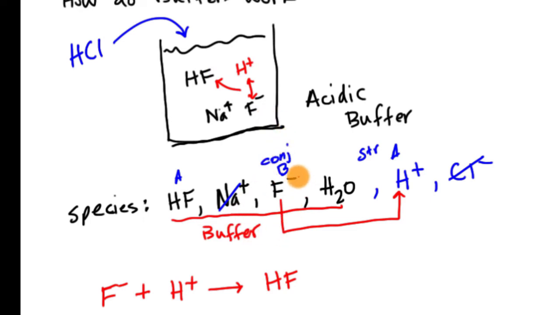So what happens is my concentration of the fluoride goes down, and the concentration of the acid goes up. That's how we would absorb an acid being added to this system. Now let's take a look at what happens if I add a hydroxide.